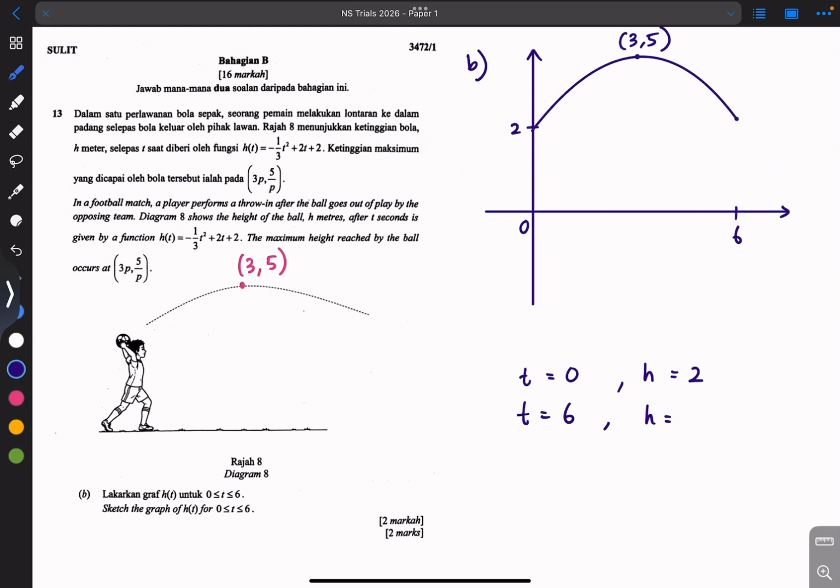So our graph is going to be like this. Done. That's it. So as long as you have this, maybe you can draw a dotted line, or you can just show your calculations here. Then they would know that you've done some calculations lah. That's it. You get 2 marks from here.